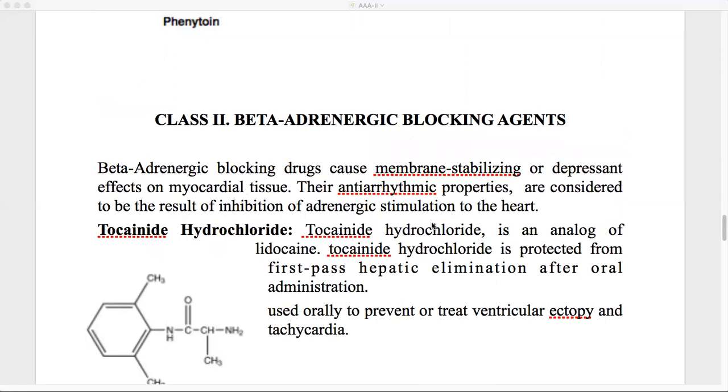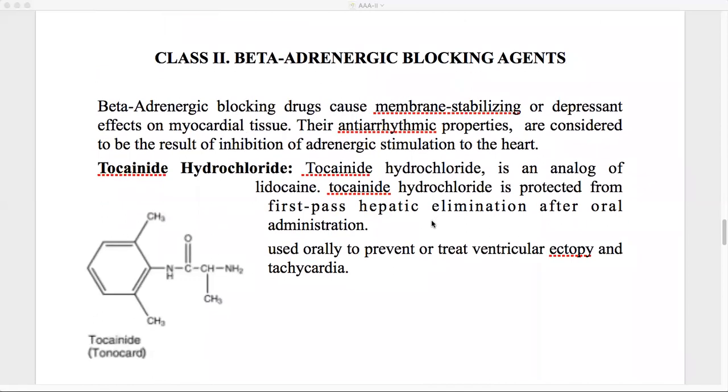Then the second class of anti-arrhythmic agents is the beta adrenergic blocking agents, nothing but the beta blockers, which we have studied in detail in the antihypertensive agents. They are membrane stabilizing, with a depressant effect on the myocardial tissues, mainly by inhibition of the adrenergic stimulation of the heart.